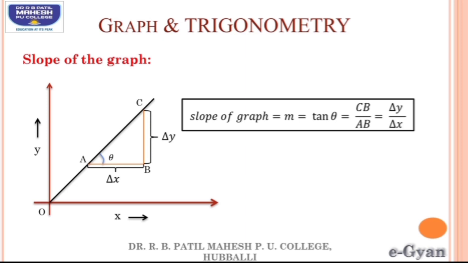Tan theta is a trigonometric ratio, and we define tan theta as opposite divided by base, and opposite is given by CB and base is given by AB. Therefore CB is given by delta y and base is given by delta x. Hence, the slope of the graph is given by delta y by delta x. With the help of this formula, we can find the value of the slope.